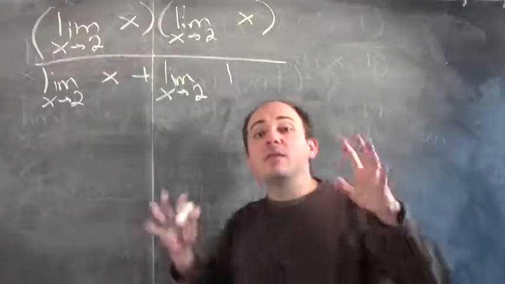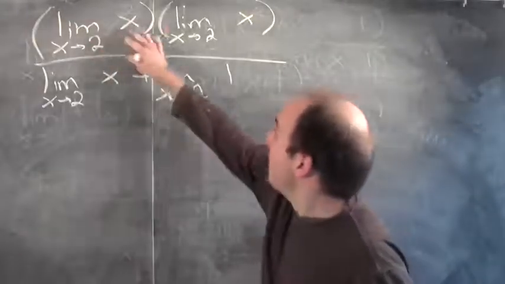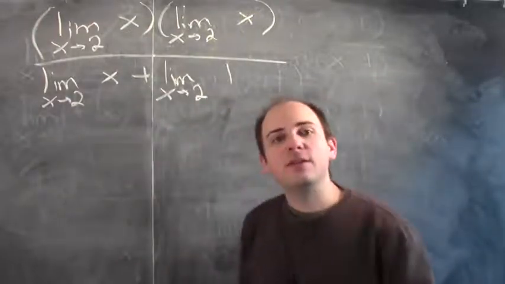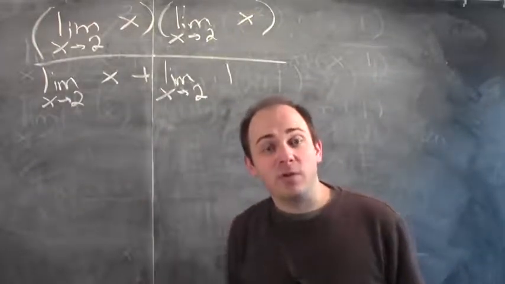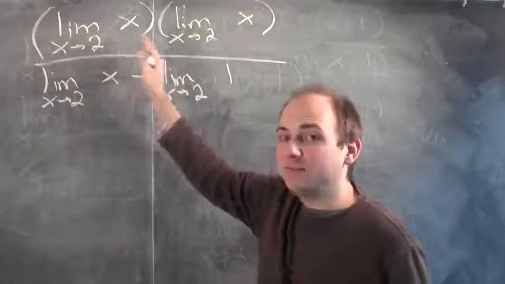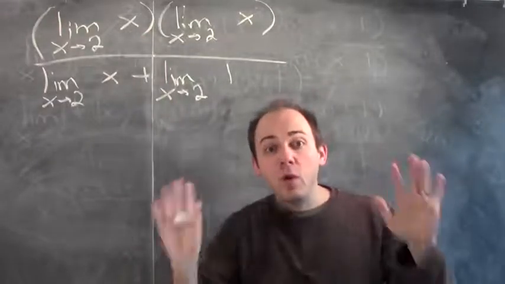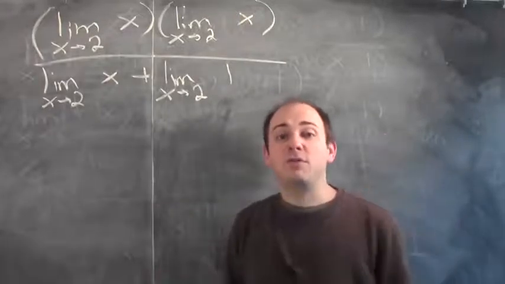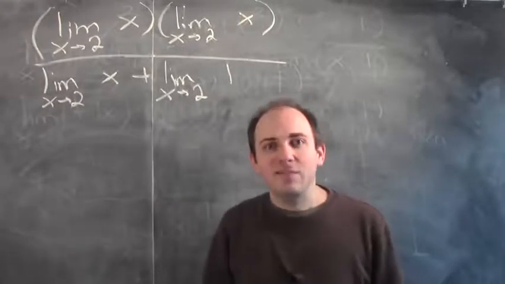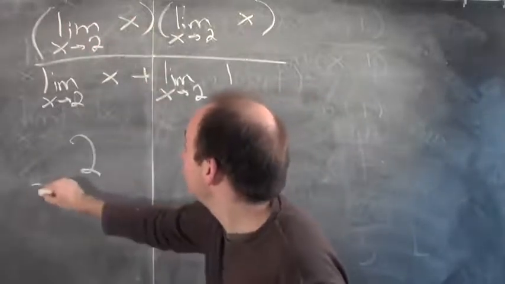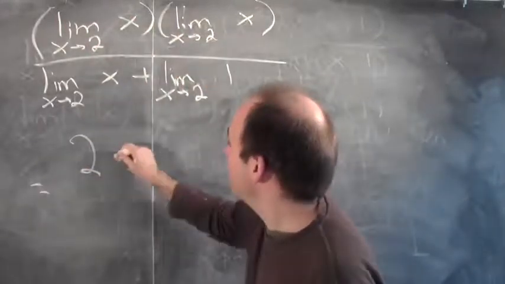Let's keep going. So I've got the limit of x times the limit of x over the limit of x plus the limit of 1, and all of these limits are being taken as x approaches 2. What's the limit of x? That's asking, what can you guarantee x is close to if you're willing to have x be close enough to 2? 2 is the limit of x as x goes to 2. So the limit of x as x goes to 2 is 2. The limit of x as x goes to 2 is 2.